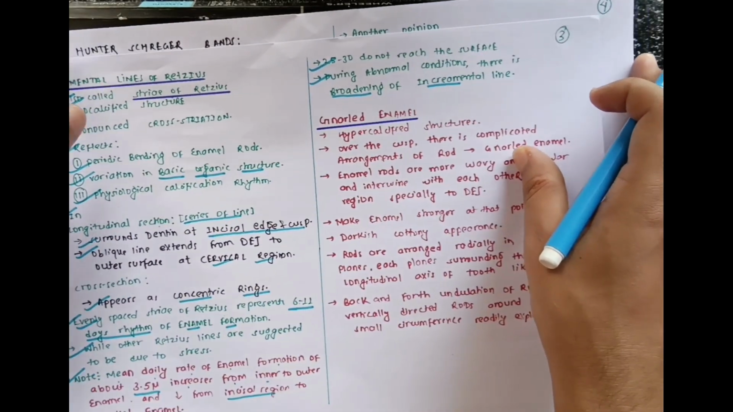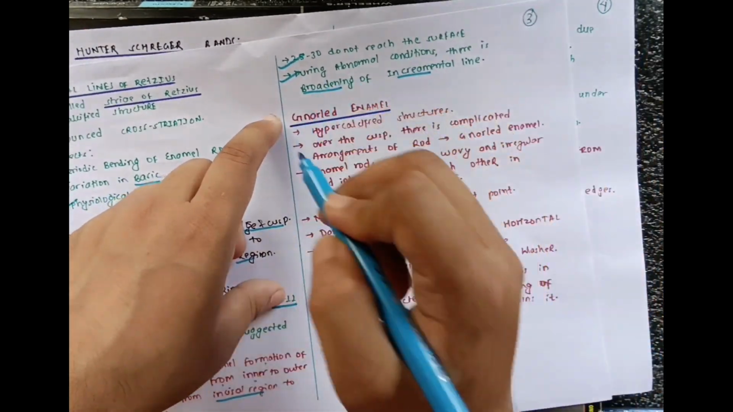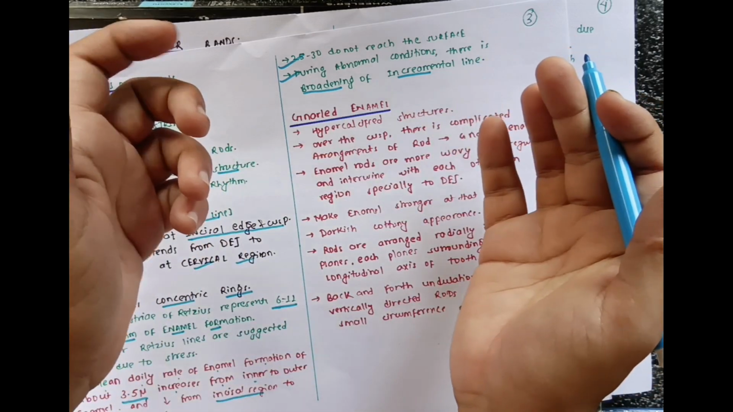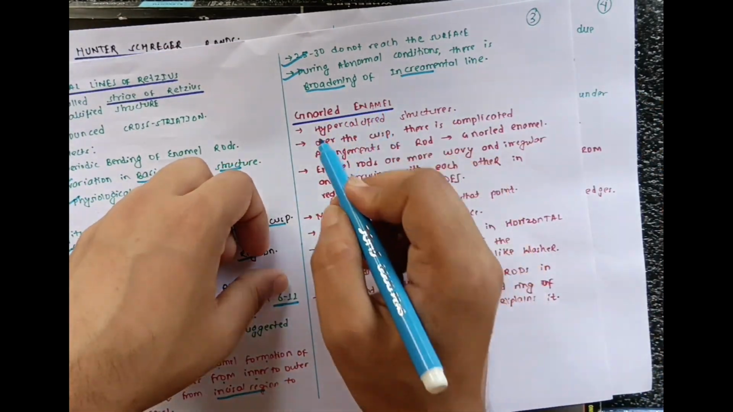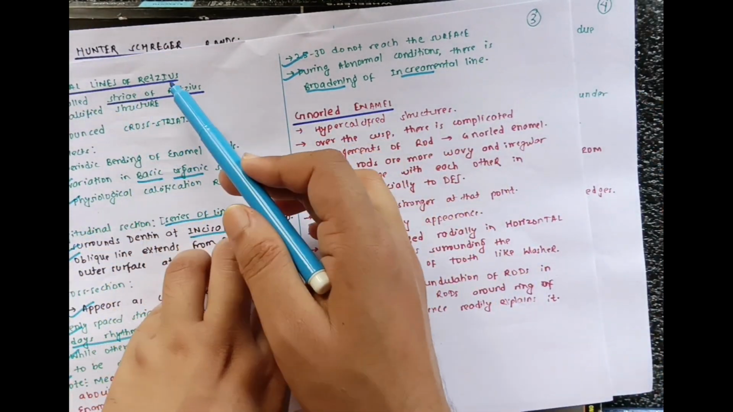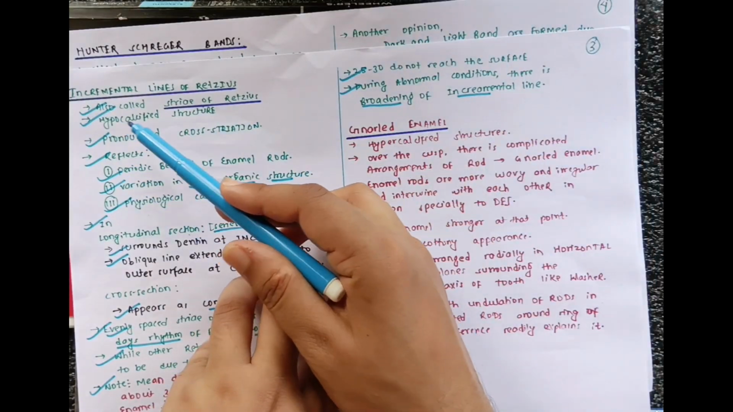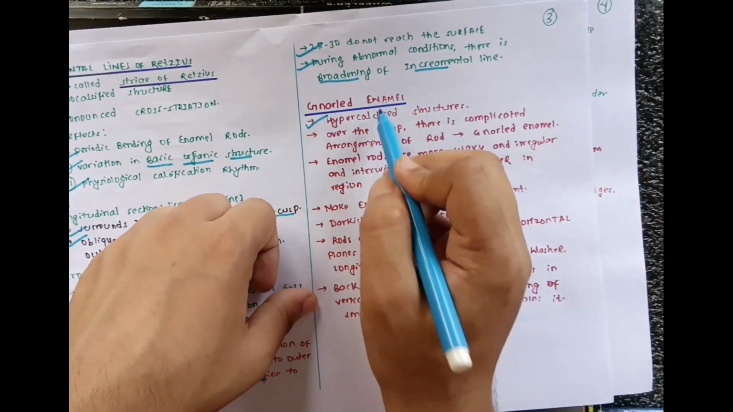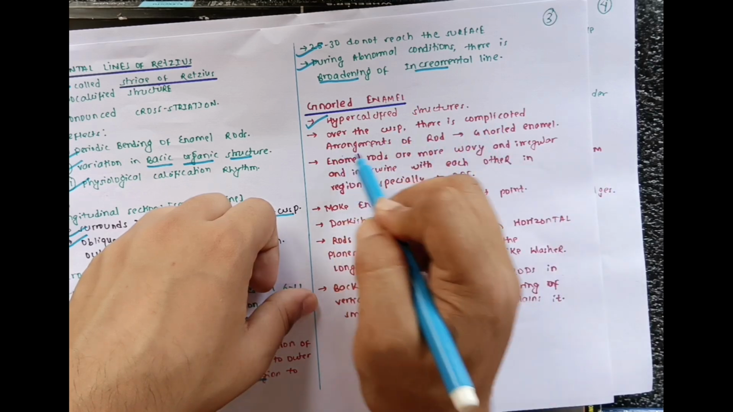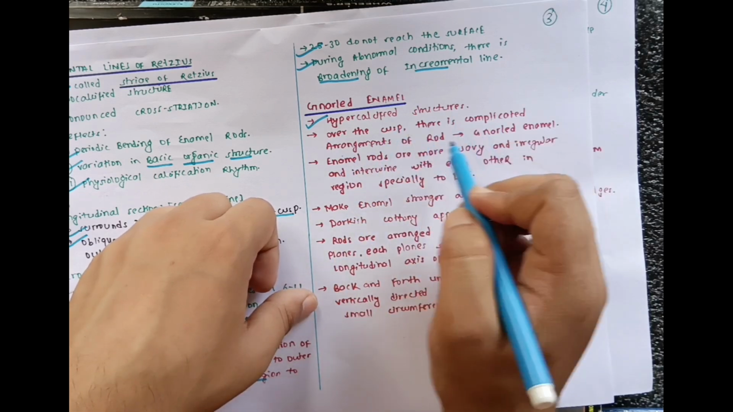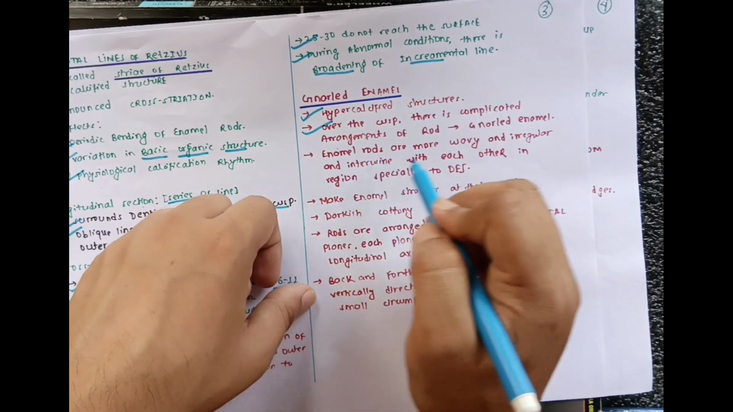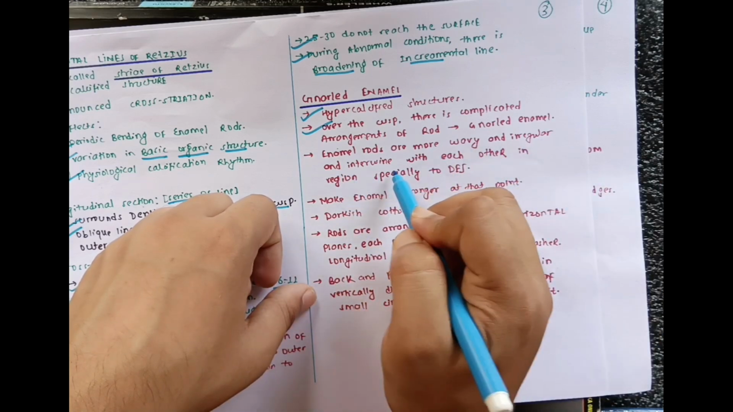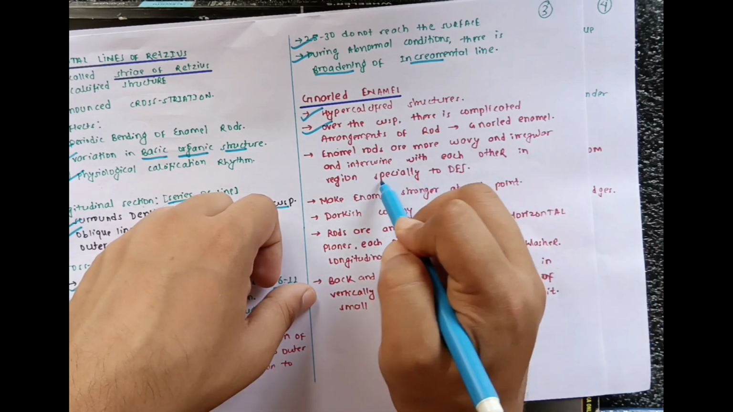After that, we will be discussing gnarled enamel, and gnarled enamel is a favorite question of every examiner. As I have written here, the incremental line of Retzius was a hypocalcified structure, but gnarled enamel is a hypercalcified structure, and it is present over the cusp. There is a complicated arrangement of the rods at the cusp, which is called gnarled enamel, and the enamel rods are more wavy, irregular and intertwined with each other, especially in the region of the dentino-enamel junction.